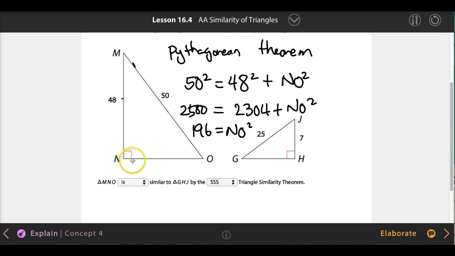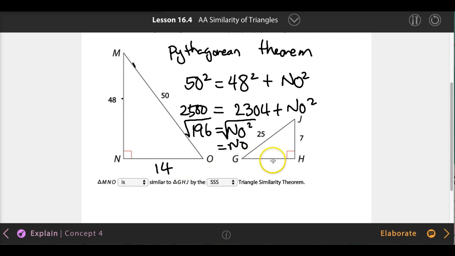But I don't want to know what NO squared is. I want to know what NO is. So find the square root of both sides, and so NO is equal to the square root of 196. That will be 14. So this side is 14.